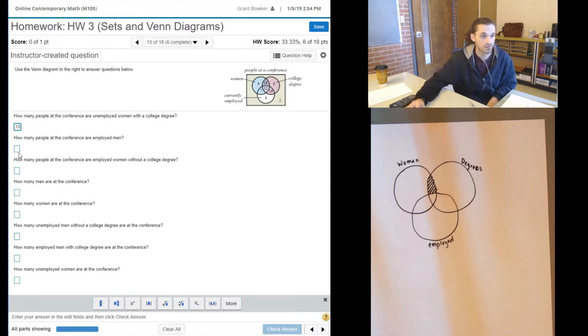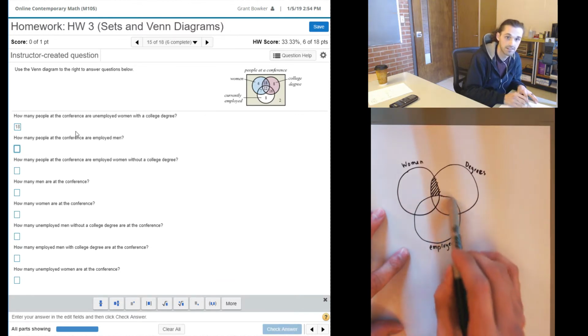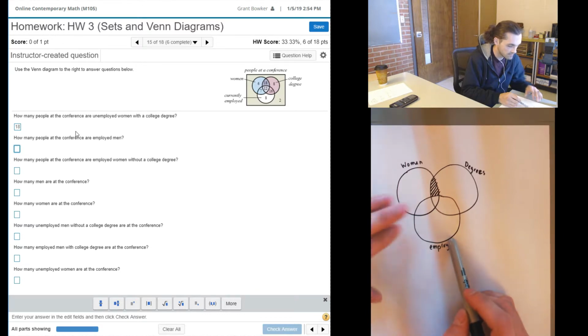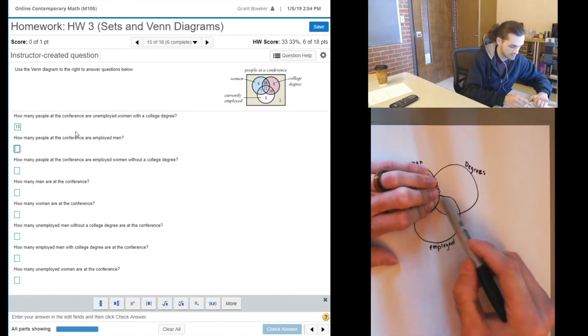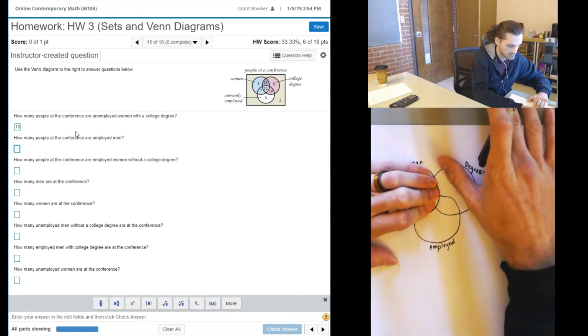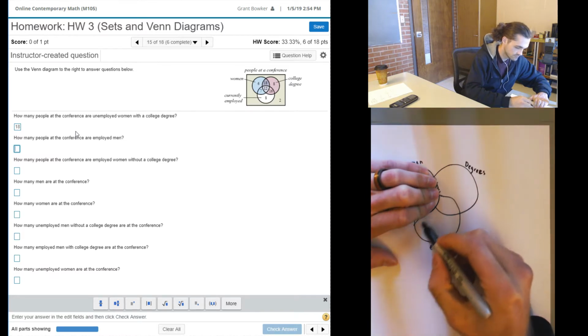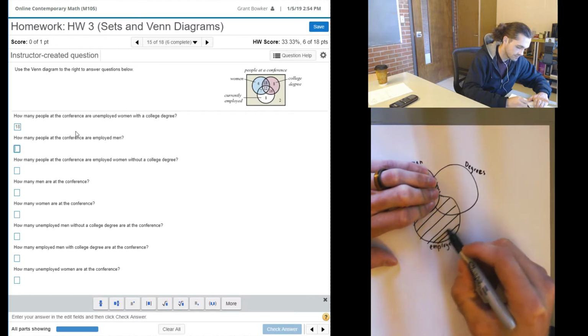How many people at the conference are employed men? All right. Well, to be employed means you have to live somewhere inside of this employed set. And then to be a man means you have to live outside of the woman set. So to be a man, you're living outside of the woman set. And to be employed means you have to live somewhere inside of here. So recognize that would be this entire region in here.